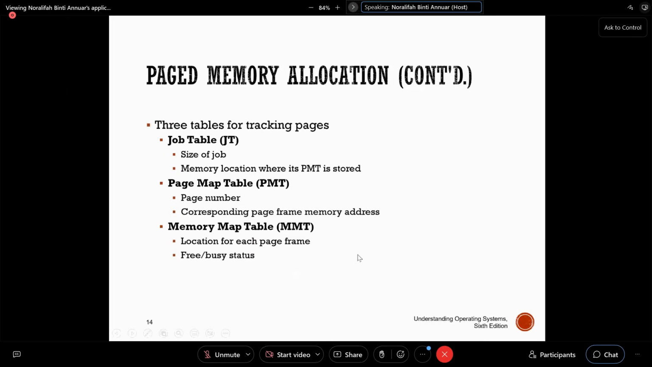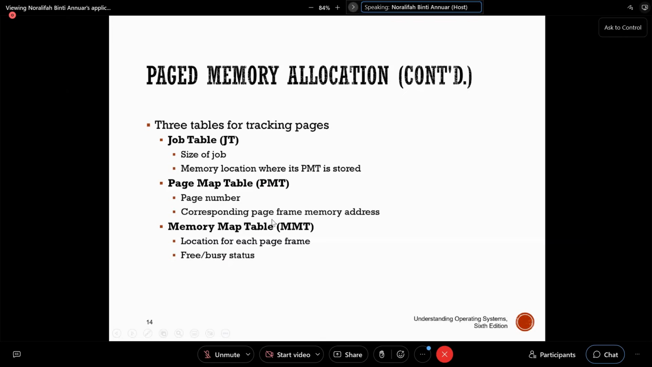Ini 3 table for tracking pages. Job table. Dalam job table dia akan contain this information only: size of table, memory location where PMT is stored, okay. Page map table, okay. Page map table adalah page number, corresponding page frame.